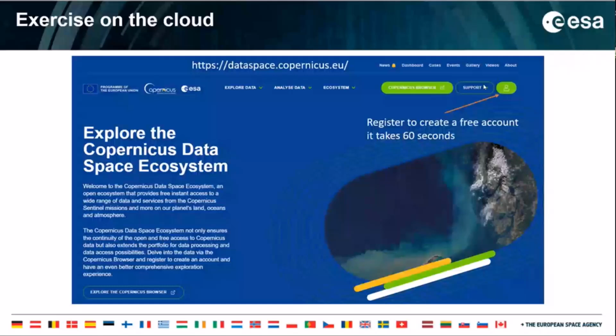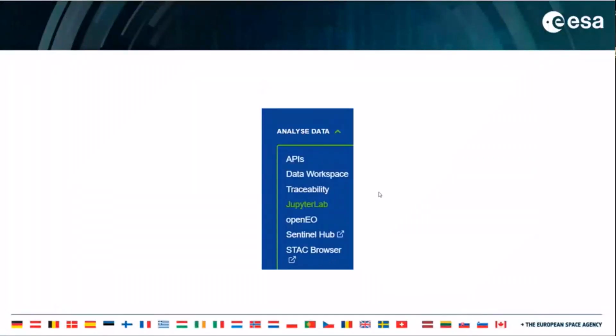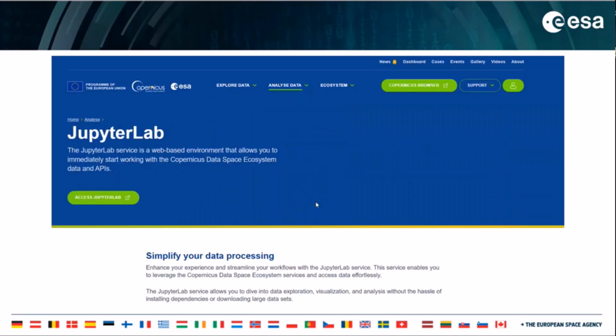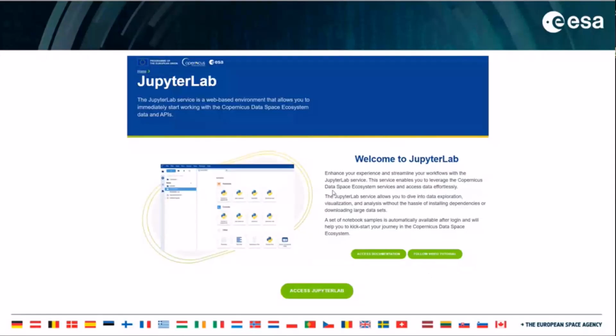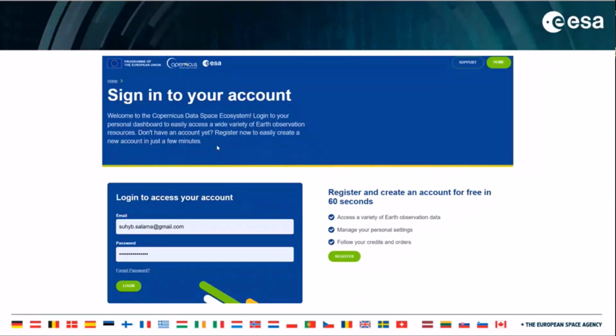So when you register, or if you already have an account, just go to dataspace.copernicus.eu. You will get a panel with analysis data. You can choose Jupyter Lab, and from there you can access it. I will do these steps right now. When you access this Jupyter Lab, you will actually get an account, so you can register in.